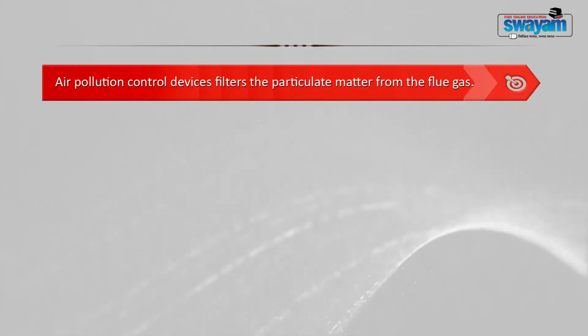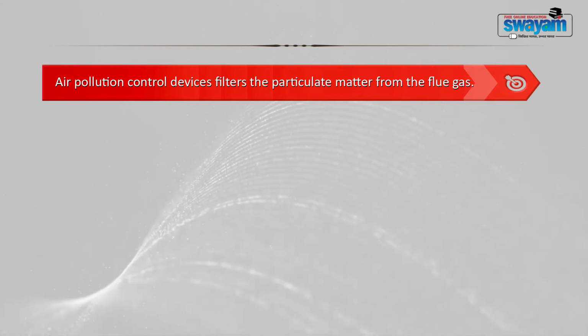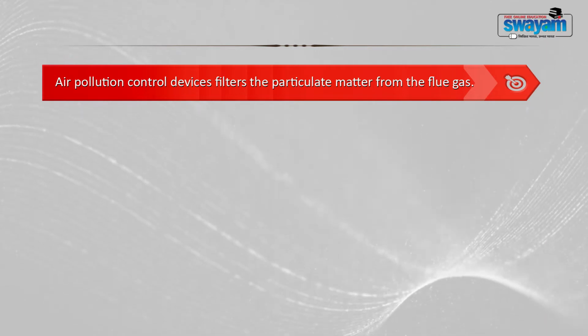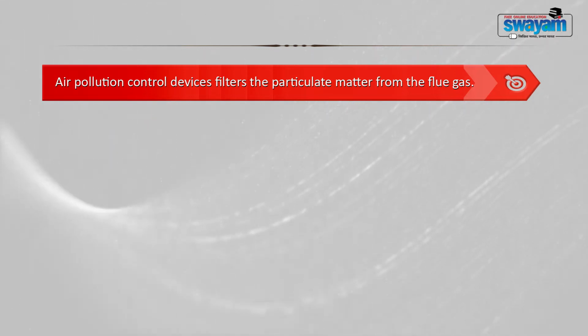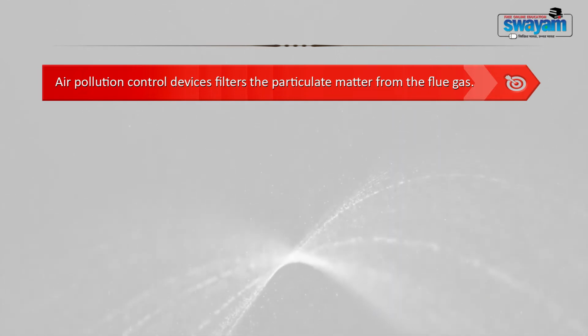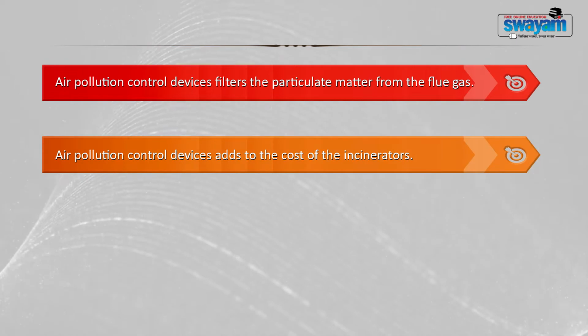Now, there is a problem with the incineration process. The flue gas that is released contains a lot of particulate matter, which, when discharged into the atmosphere, becomes an air pollutant. So you have to fit certain air pollution control devices to the incinerators to avoid the air pollution problem. Electrostatic precipitators and baghouse filters can be a very good option for removing the particulate matter from the flue gas before it is emitted into the atmosphere. But fitting air pollution control devices obviously adds to the cost of the incinerators.